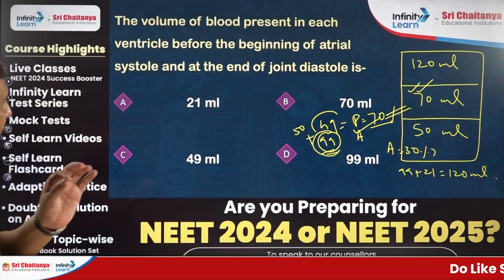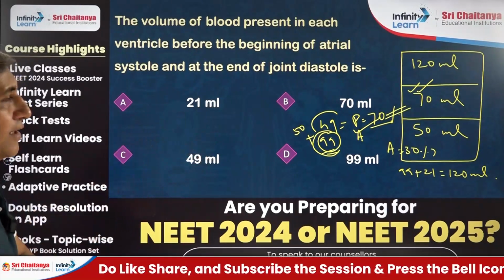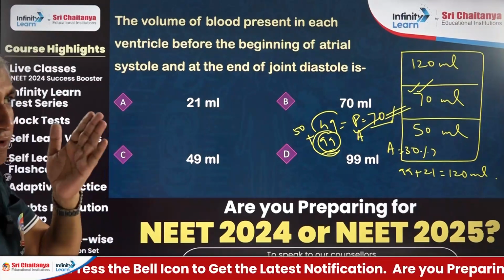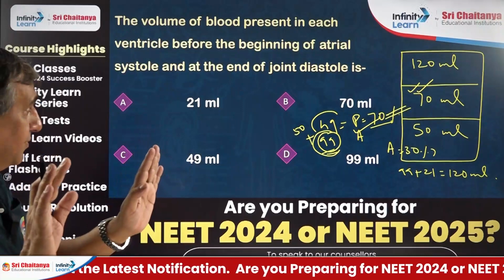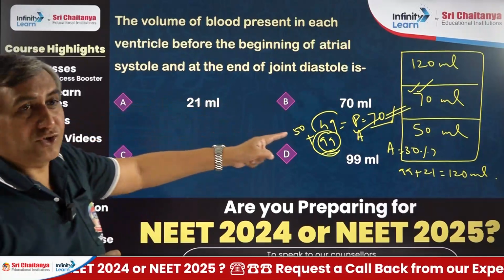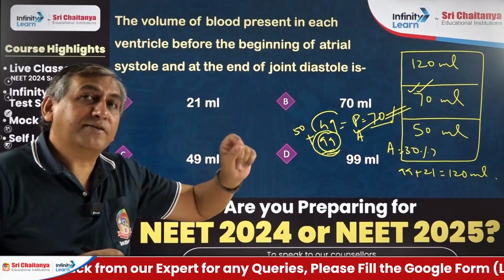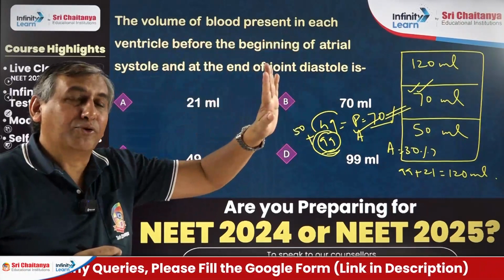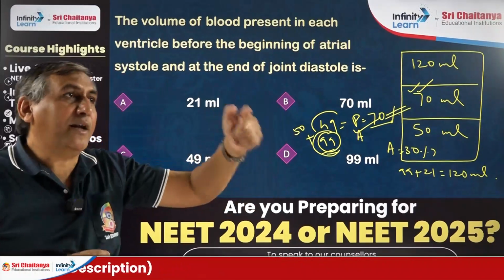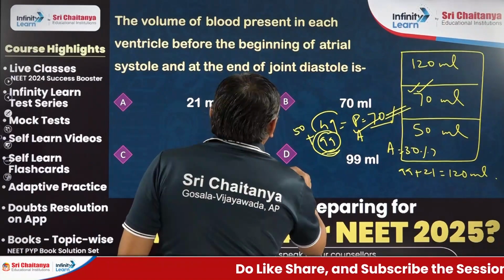Read the question. If I ask, so many questions I will frame here. What is the amount of blood present in the heart at the end of diastole? 120 ml in the ventricles. At the end of systole, 50 ml is already there. Now 70 ml has to enter. At the end of joint diastole, there is 70% filling of the ventricle by the passive process. So 50 plus 70% of 70 ml, that is 49 ml. So 50 ml plus 49, that is 99 ml.